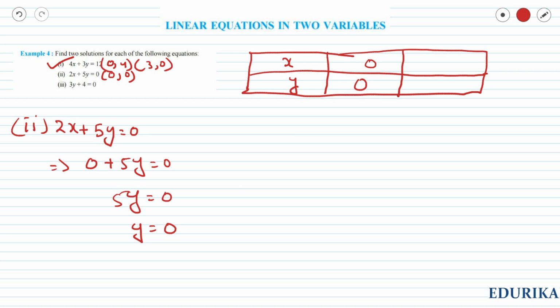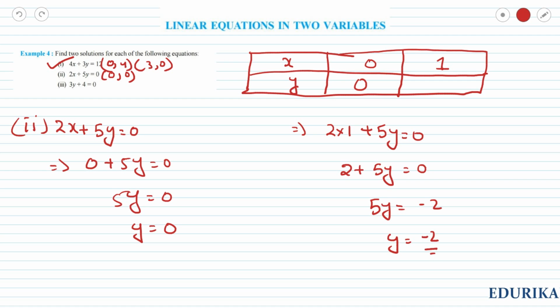Now let's consider the value of x to be 1. If you consider the value of x to be 1, then you get this equation as 2 into 1 plus 5y is equal to 0. So 2 plus 5y is equal to 0. So 5y is equal to minus 2, y is equal to minus 2 by 5, right? So my next solution comes as 1 comma minus 2 by 5. So here I'm done with the second bit.